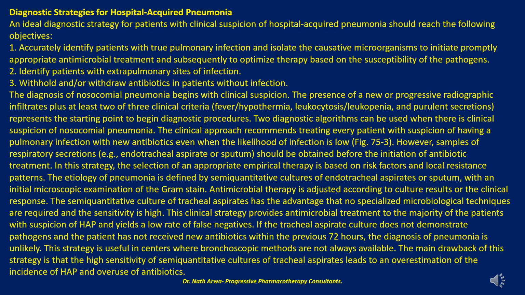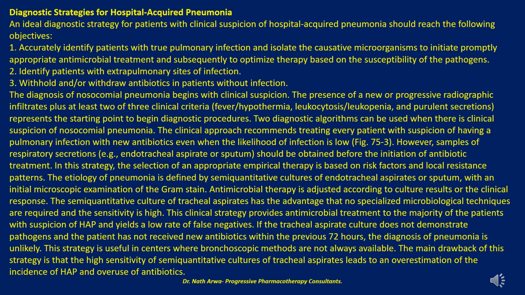The diagnosis of nosocomial pneumonia begins with clinical suspicion. The presence of a new or progressive radiographic infiltrates plus at least 2 of 3 clinical criteria, fever or hypothermia, leukocytosis or leukopenia, and purulent secretions, represents the starting point to begin diagnostic procedures. Two diagnostic algorithms can be used when there is clinical suspicion of nosocomial pneumonia.